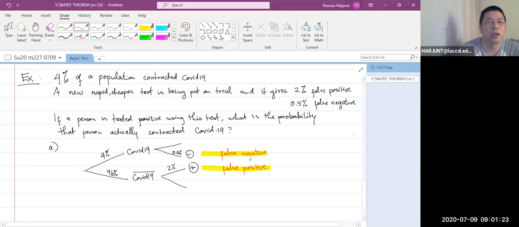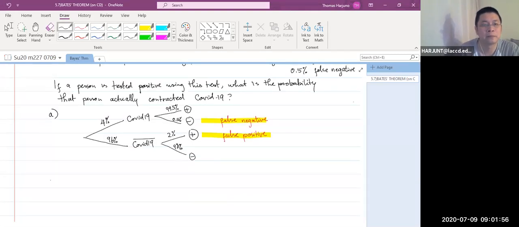Okay, that's the information. Now, from there, we go on. If 0.5% shows negative there, then this will be 99.5%. If 2% show positive, then 98% show negative. Okay. Part B. Then what is the probability somebody contracted COVID-19? I'm sorry. What is the probability somebody actually tested positive?